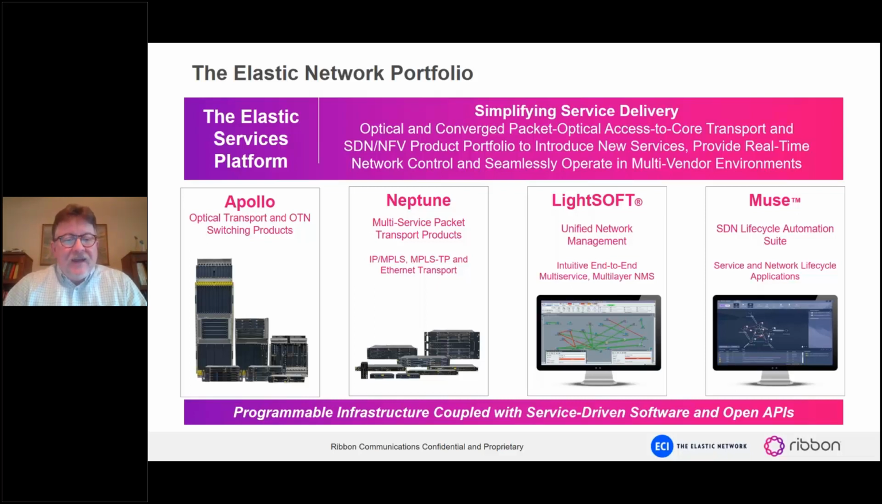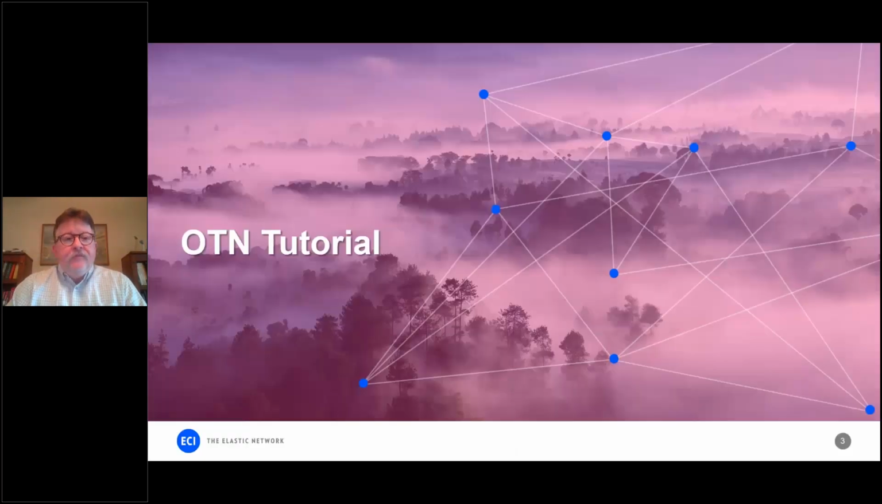So this is a very quick, high-level, broad but not deep overview of what we do here at Ribbon. Like I mentioned, we are going to be spending all of our time speaking about Apollo, and specifically about OTN switching. So first, we're going to talk a little bit about OTN because virtually everyone's heard of it, but really, what does it mean? What does it stand for? And specifically, when we talk about OTN switching, what does that mean?